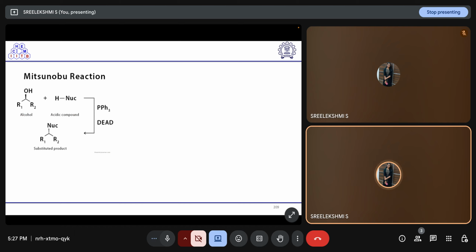For the Mitsunobu reaction, it is basically the reaction between an alcohol and an acidic compound, where we will get a substituted product in the presence of PPh3 and diethyl or diisopropyl azodicarboxylate.